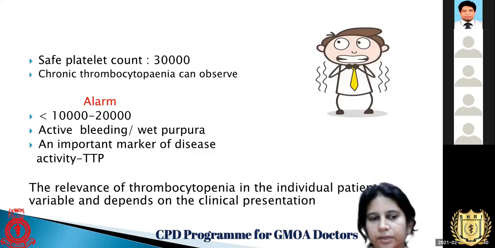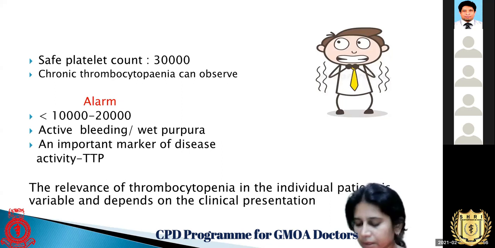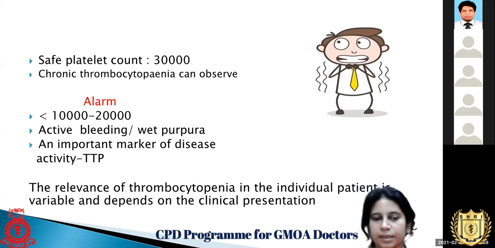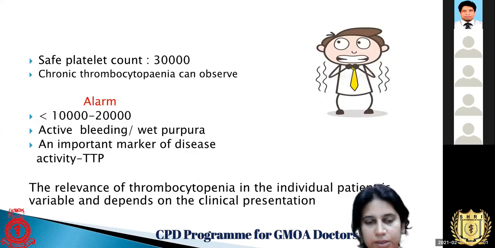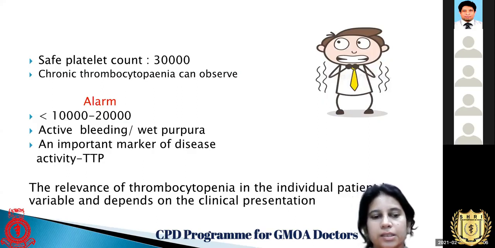If the patient has active bleeding, even if the platelet count is more than 30,000, below 50,000, you have to admit and do investigation. Wet purpura, you have to investigate. And if you have a patient with TTP, you have to be cautious about the platelet count. If the patient is going for surgery, then you have to keep an eye on your platelet count. So the relevance of thrombocytopenia in an individual patient is variable and depends on the clinical presentation.